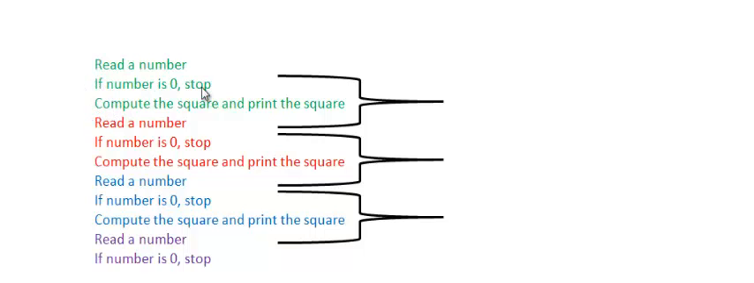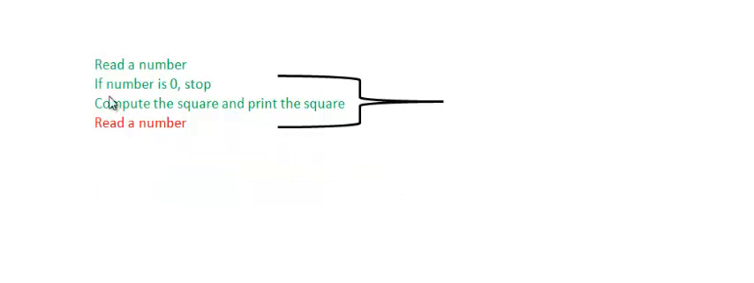If number is 0, stop, compute the square and print the square, and read a number. They should be the basis for a block that gets repeated. So what we see is that these three lines form the block that should be repeated, and this read a number line must come before we enter the repeating block.